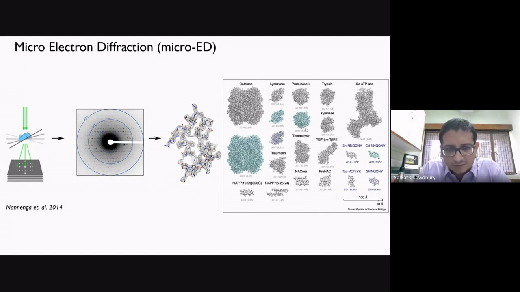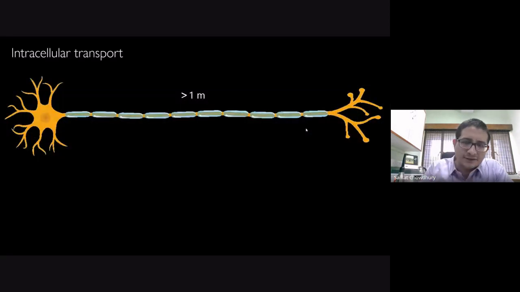These are some of the molecules whose structures have been determined by micro-ED, or microelectron diffraction, where you use the same kind of microscope, you stick in a crystal, and that diffracts in the electron beam. And then you get from the diffraction pattern, just like in X-ray crystallography, a structure out of it.